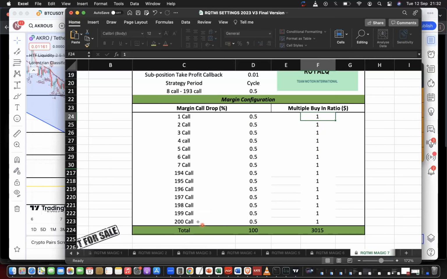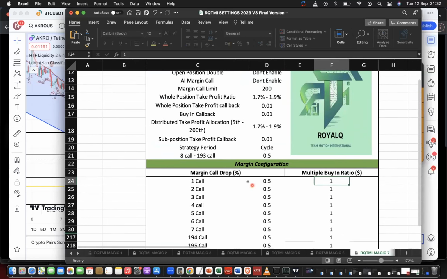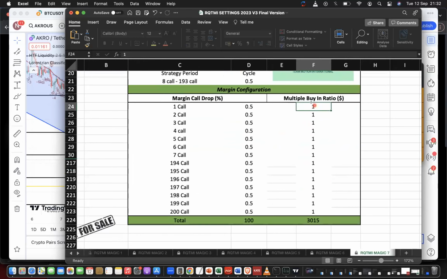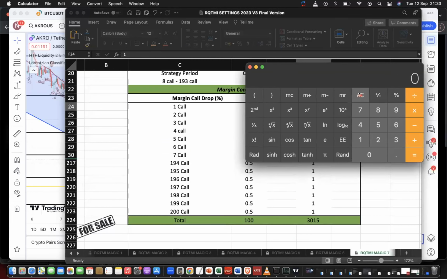So what does that mean? Remember, your first buying amount is $15. You have 1 times 15, so you buy $15 here, and if the price goes down by another 0.5%, you buy $15 again, and again if it goes down another 0.5%. That is $15 going into 200 margin calls. 15 times 200 gives you $3,000.